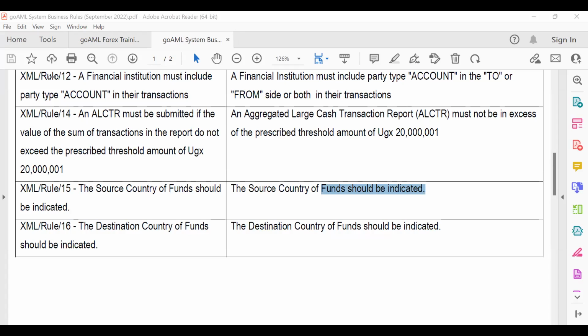How do you know your customer? You must have their ID. For money remittances, you must indicate the source country of funds, and you must also indicate the destination country of funds.